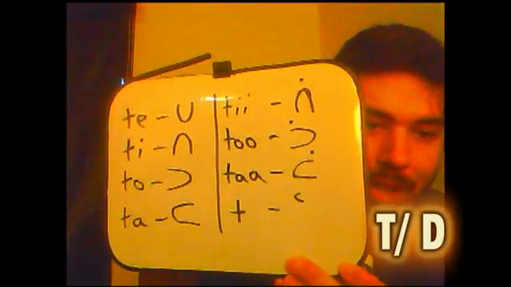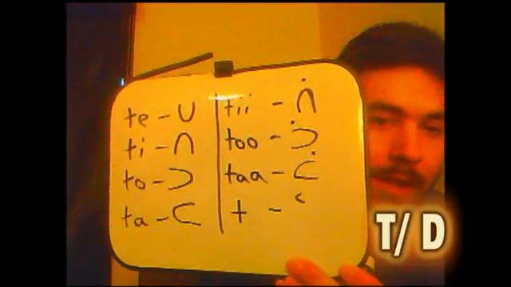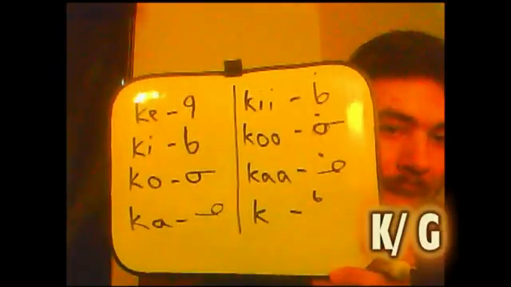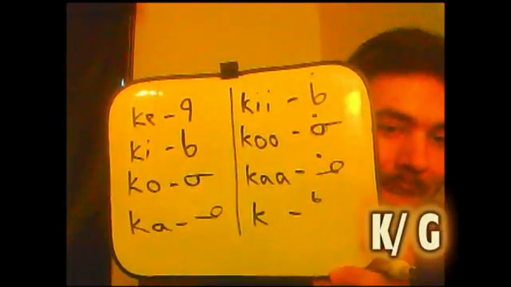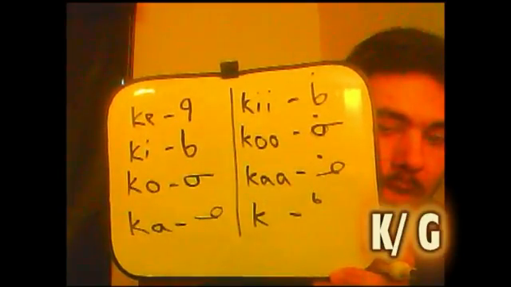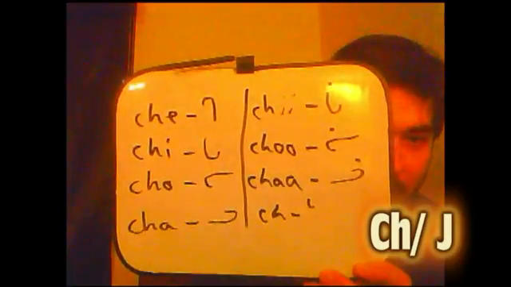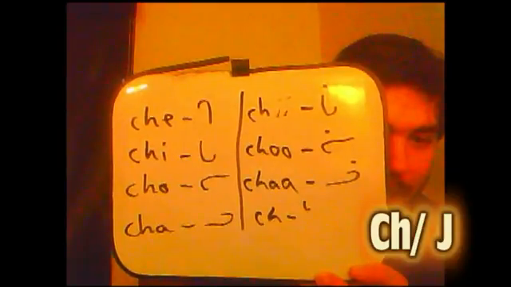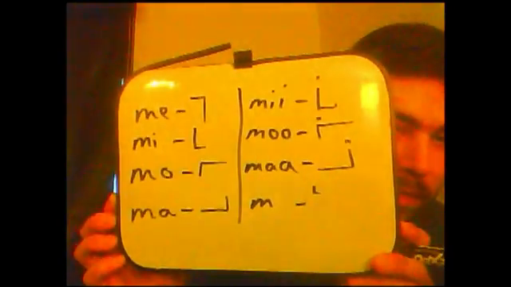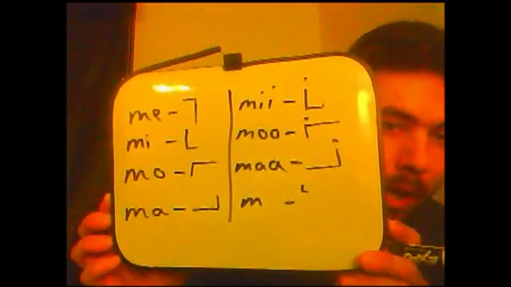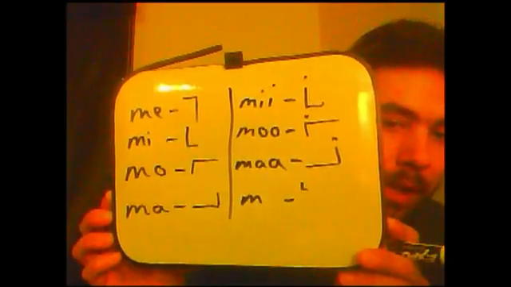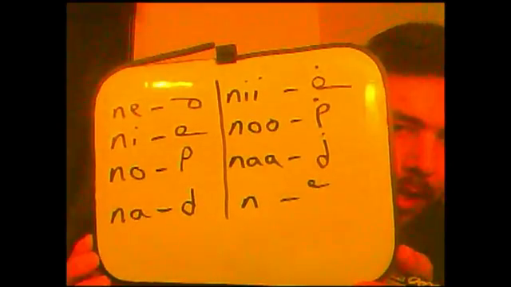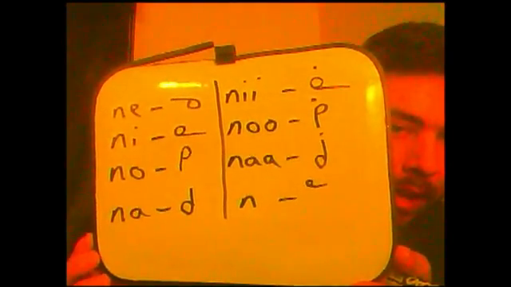Okay, T series. Te, ti, to, ta, tii, too, taa, and just the T by itself. And now we have K series. Ke, ki, ko, ka, kii, koo, kaa, and the K by itself. Your CHs. Che, chi, cho, cha, chii, choo, chaa, and ch by itself. The M set, me, mi, mo, ma, mii, moo, maa, and M. The N set, ne, ni, no, na, nii, noo, naa, and n.